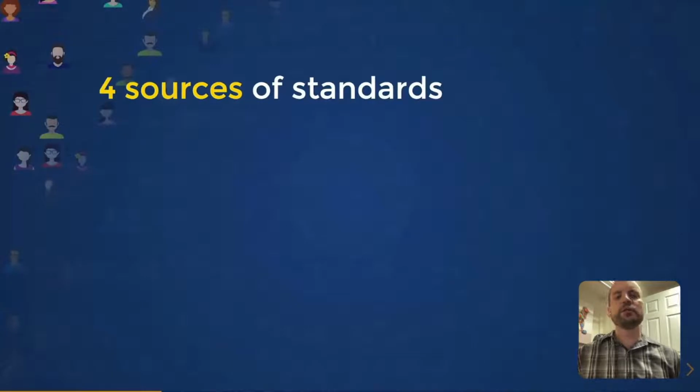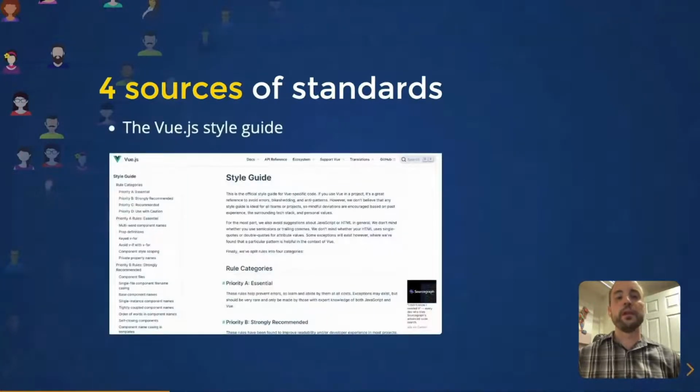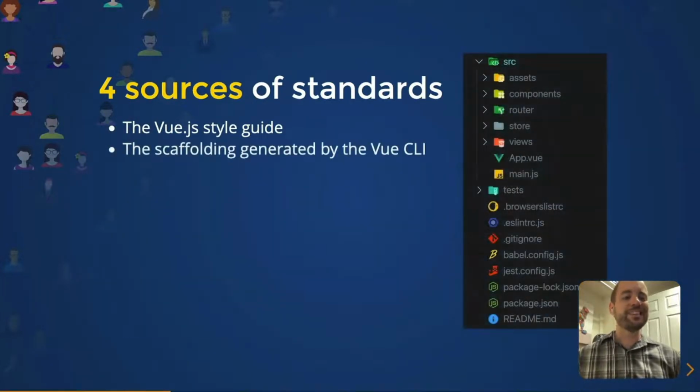And in my eyes, there are 4 sources of standards across the Vue.js community. The first is the Vue.js Style Guide, and probably the most obvious, because its literal purpose is to provide a set of standards for us all. The next is the scaffolding generated by the Vue CLI. Now, I'm not getting into Vue CLI or Vite here, because really I prefer Vite, but I'm really just talking about that file structure that we're all used to seeing.